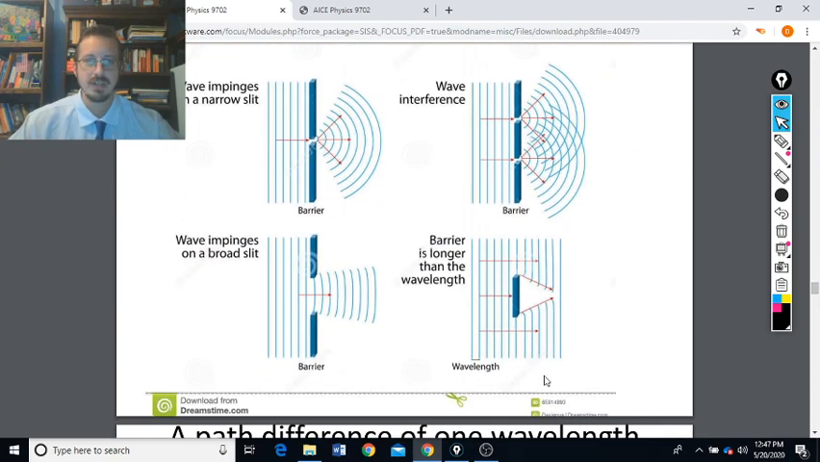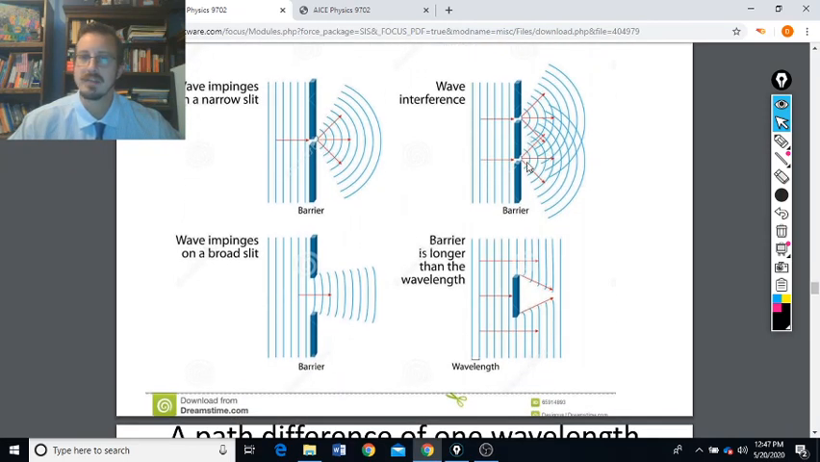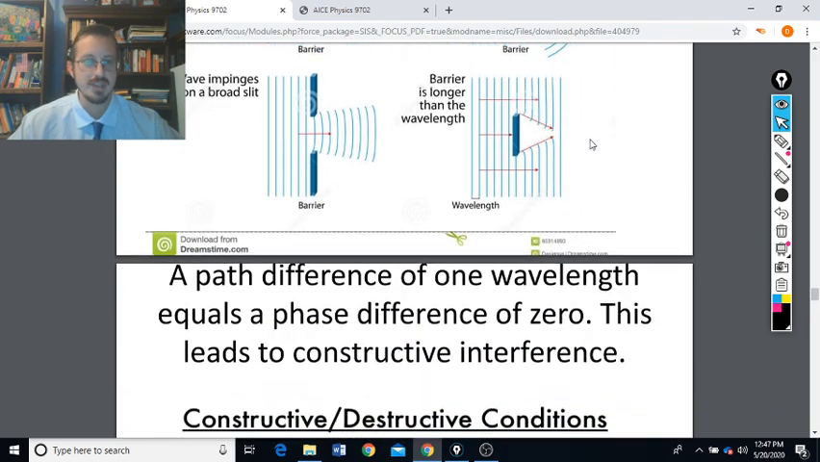Another slide showing diffraction. With a narrow slit, narrow as compared to the size of the wave, where the wavelength is about the same as the width of the gap, the diffraction effect is most pronounced. If we have two slits, we get interference because those coherent waves are going to meet, and we'll get that pattern of reinforcement and cancellation.